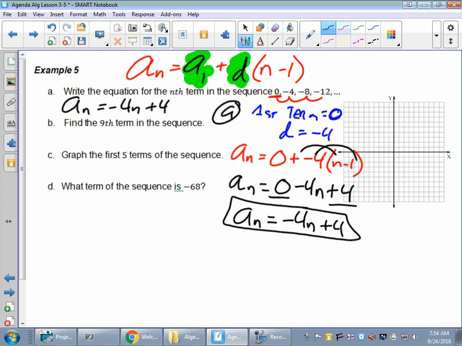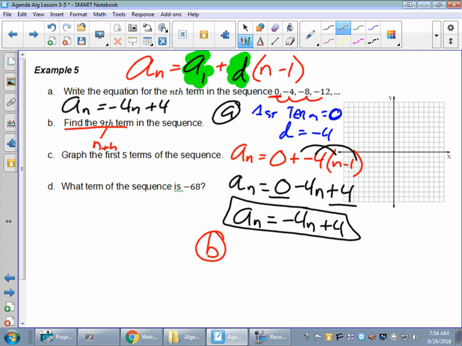Okay. Now let's move on to part B. Part B down here. And what part B asks for is, it says find the 9th term in the sequence. So here we can use this equation and plug in this 9th term. That is n. That's the nth term. That's what they're talking about. So we can plug that in to our n here and get our answer.